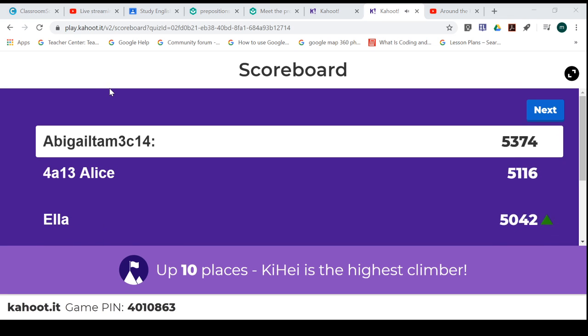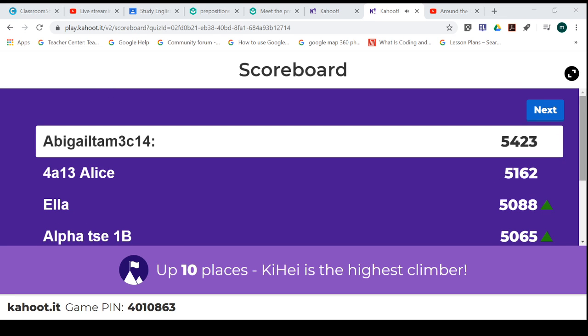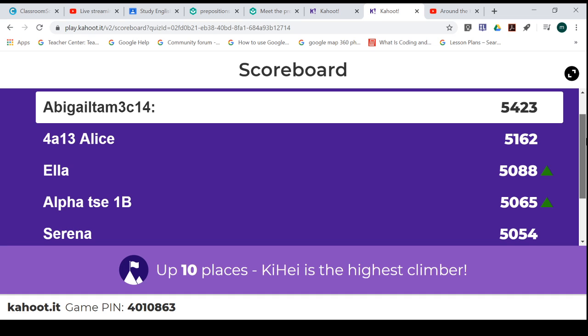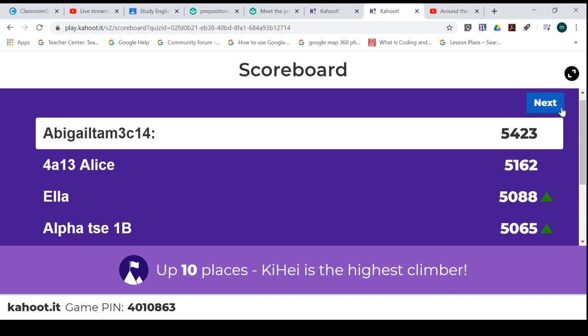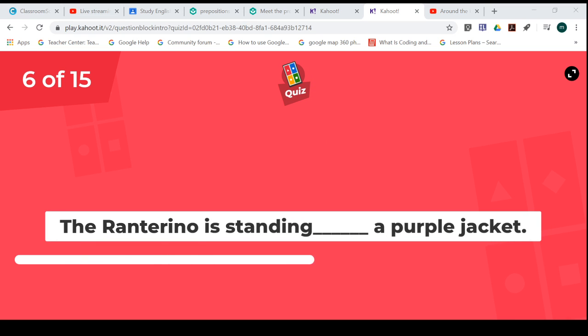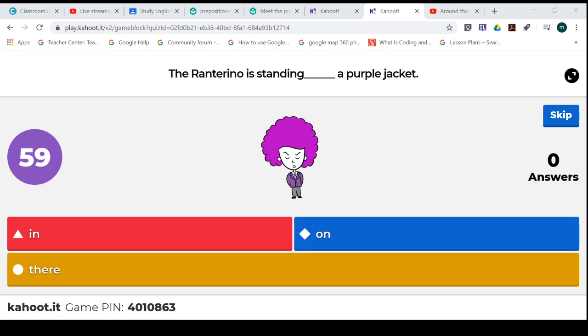Now, any change at the top? Oh, Alpha's got back in there, so Ella and Serena are still in the top 5, and then Alice, but Abigail's winning at the moment. So we've had a couple of easy ones. What about this one? Easy or difficult? The Ranterino is standing a purple jacket, in or on.